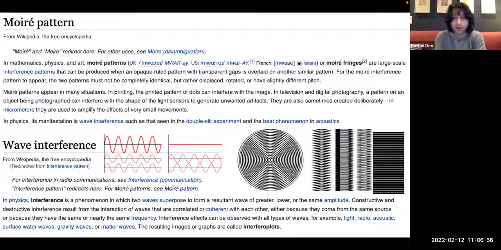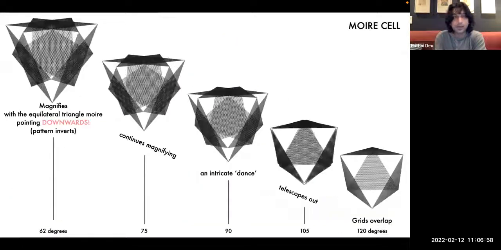And the answer is, of course, because after 60 degrees, the grids overlap, and when it's magnifying again, the equilateral triangle is pointing downwards. So that's how one knows that it takes a 120-degree cycle for the Moire pattern to complete one period. It's because the equilateral triangle is pointing downwards. So the pattern basically inverts after about 60 degrees.